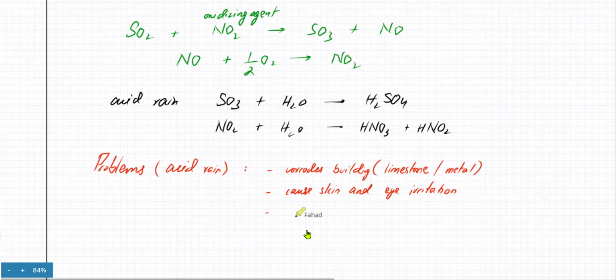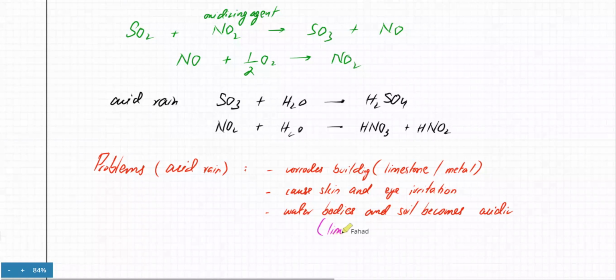Number three is water bodies and soil becomes acidic. And we have done this before in detail, the acid rain part. In detail, we had discussed that soil and water bodies become acidic. So, what is the cure? That lime and limestone are added to neutralize acidic soils.